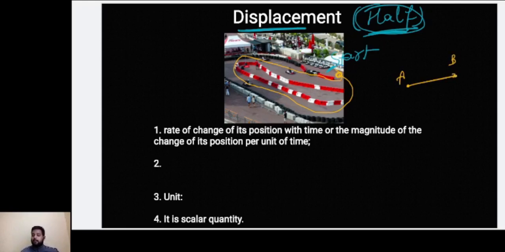Then I went till C, and then back to A. I'll mark it with arrows also for better understanding. From A to B I went. I started from A, so my initial position is A. I went till B, then from B to C, and then from C again I'm going back to A, as you can see in this example.